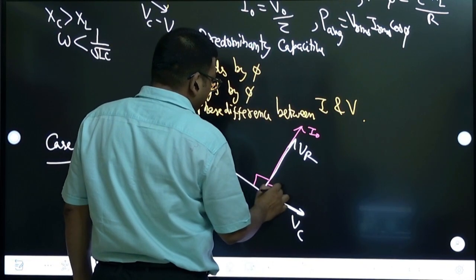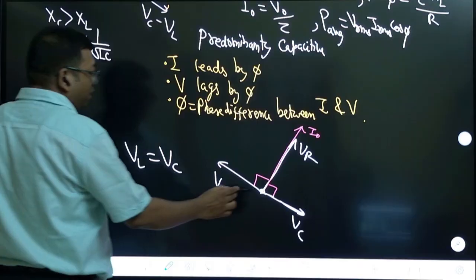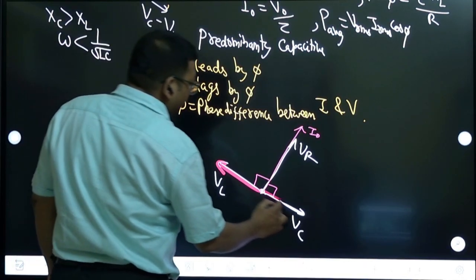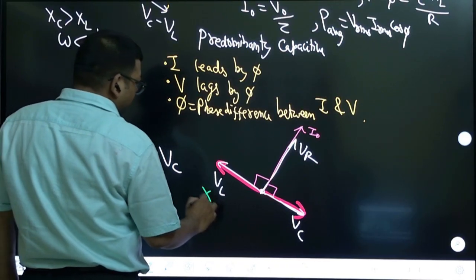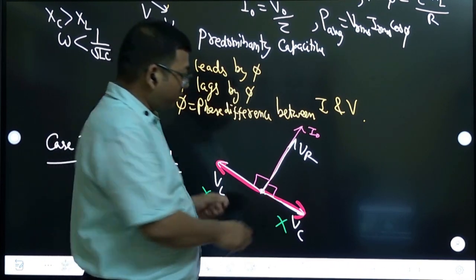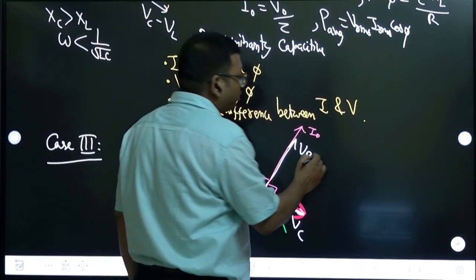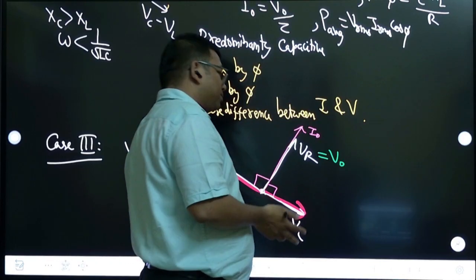This angle was 90. So this is the case where this length and this length are equal, so definitely they are going to cancel out. This VR is the only resultant because they cancel out. So VR is only going to be equal to V naught. That's what will happen.